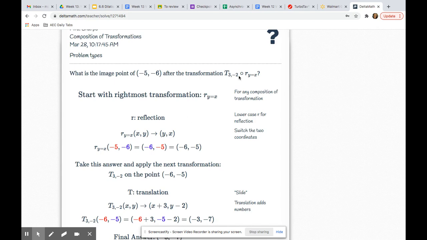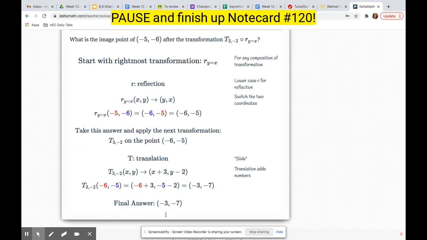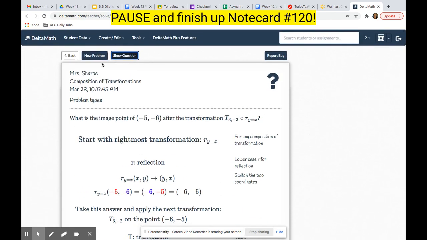It's just weird. You have to start with the one on the right. So we have to do the reflection first over y equals x. You would just swap these two. It would be negative 6, negative 5. And then, yes, that big T was a translation. The 3 means you go right 3, and the negative 2 means you go down 2. So you're going to add 3 to the negative 6, subtract 2 from the negative 5, and you get negative 3, negative 7.